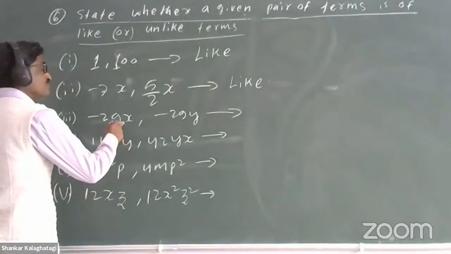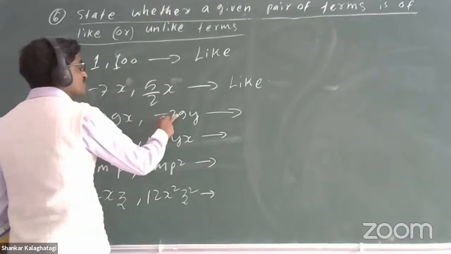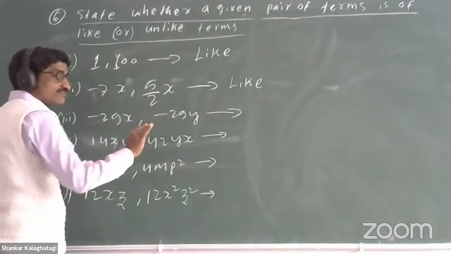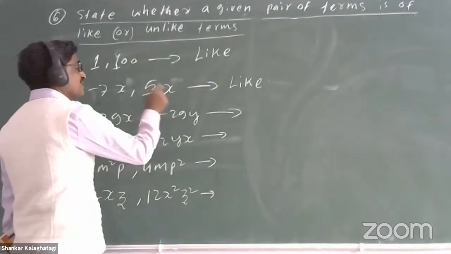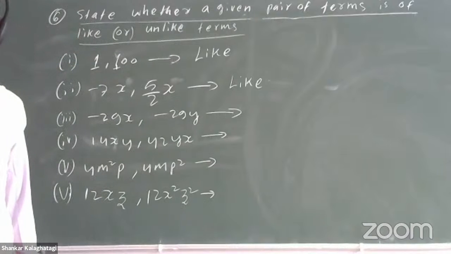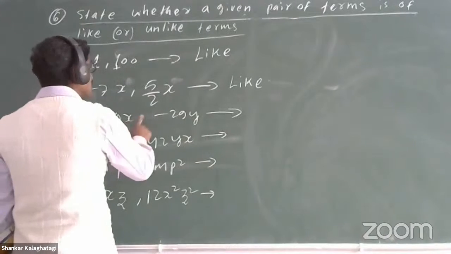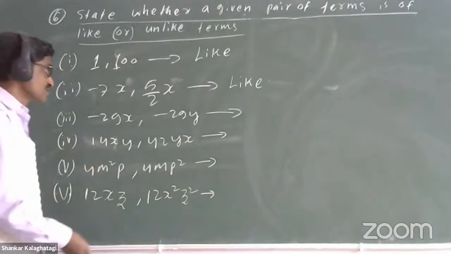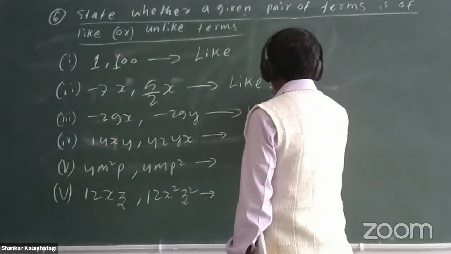Now here, minus 29x, minus 29y is given. Though numerical terms are same, you should not see for numerical, I told you. x is different, y is different. Are they like or unlike terms? Tell me somebody. Unlike. Why? Because these literal coefficients are not same. Okay. So unlike terms.